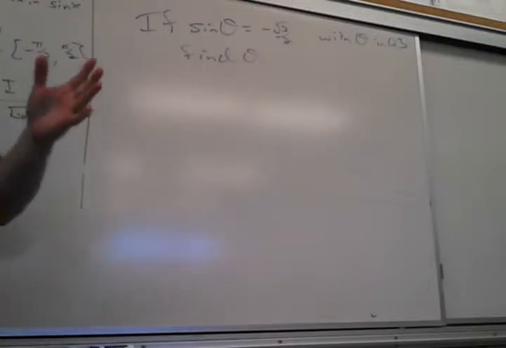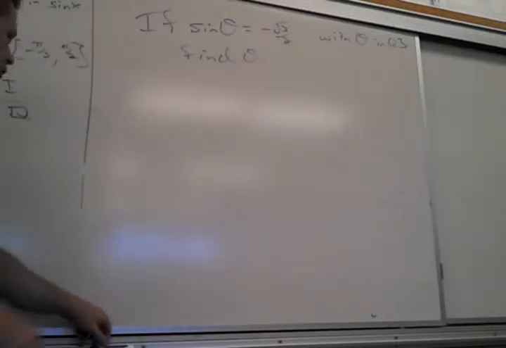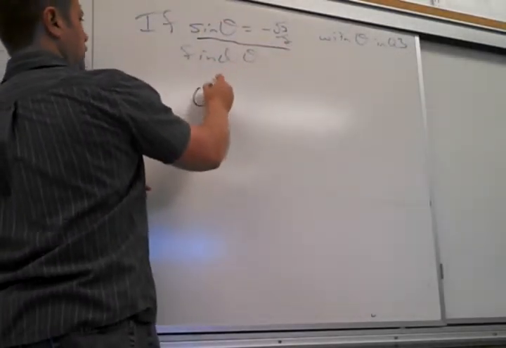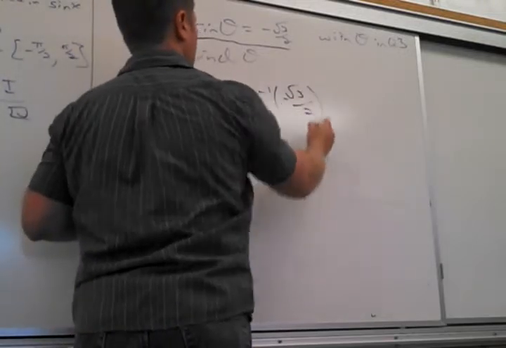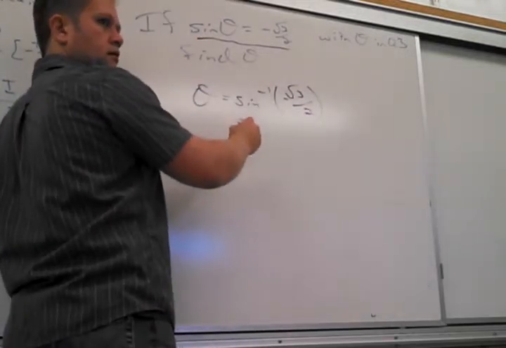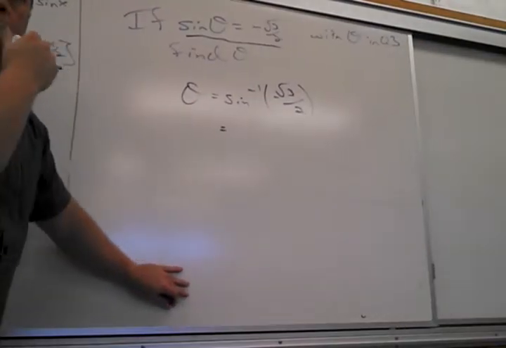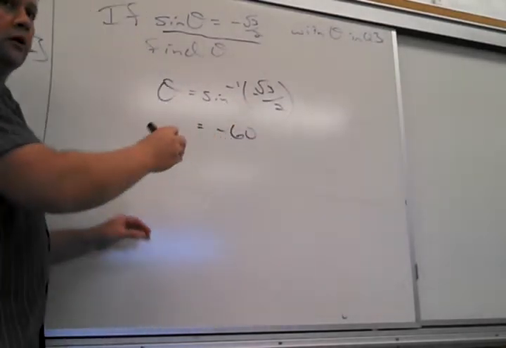So of course, finding theta seems to be a one-step deal, but we just talked about why it really isn't. What do you have to do to this to get theta? Inverse sine. And when you do the inverse sine of this, what do you get? 60. Negative 60.